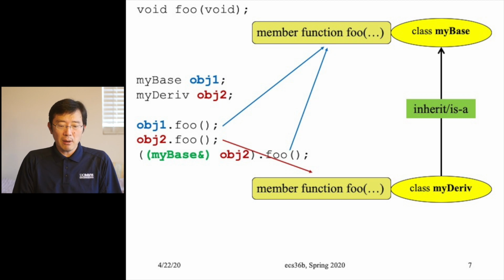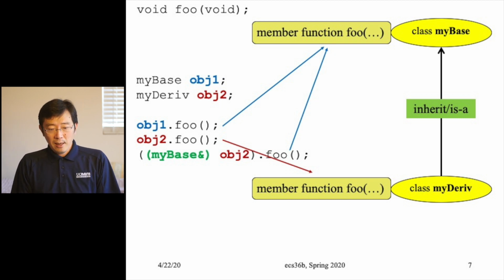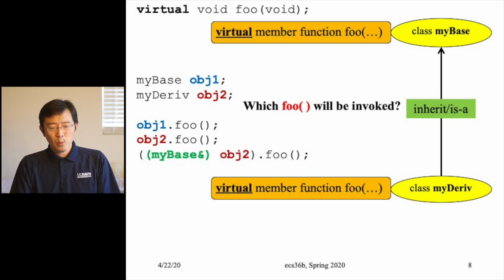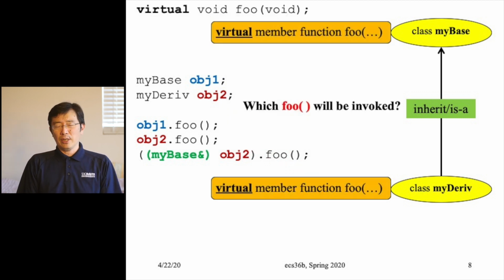So even though I am a member of class my derive, if I want to really call my base, casting is a way for you to do it. Okay, so this is the non-virtual function. This is what you're going to get. Now let's take a look at what happened in the virtual function.